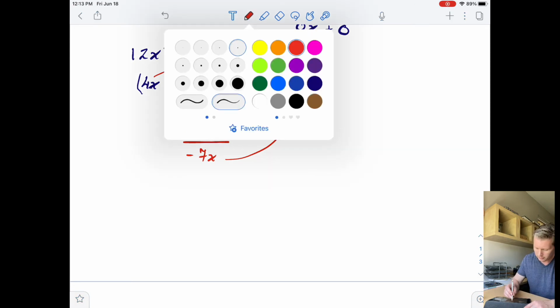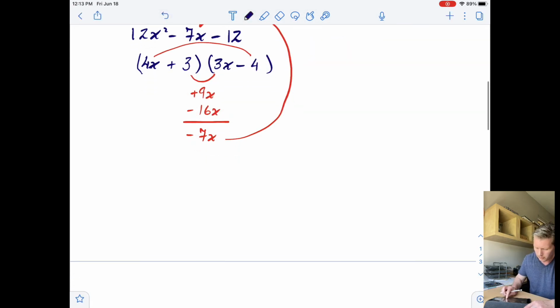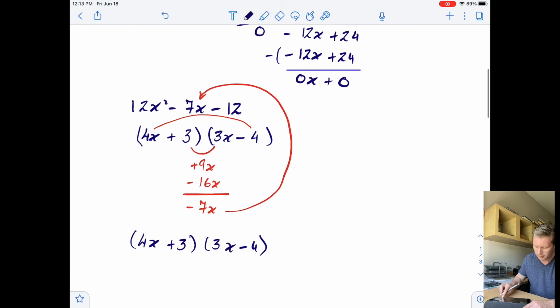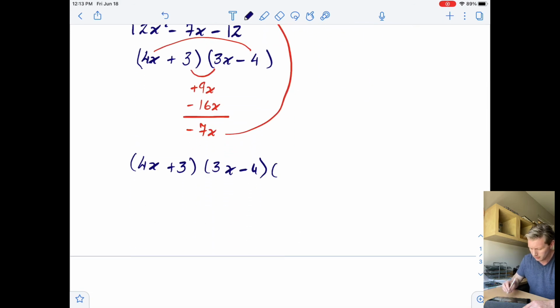And so my factors then are 4x plus 3, 3x minus 4, and of course the one that I was given at the beginning that I had to check, x minus 2. Those are the 3 factors of my cubic polynomial.